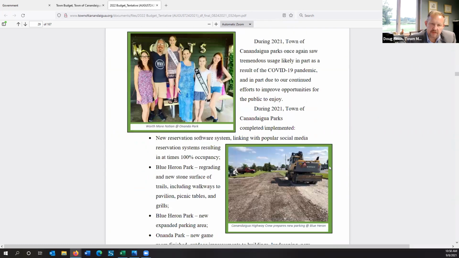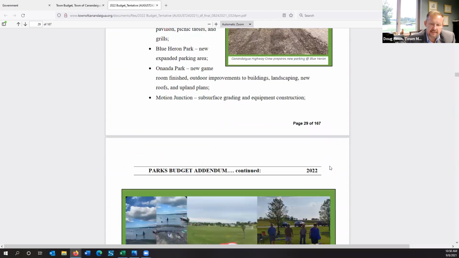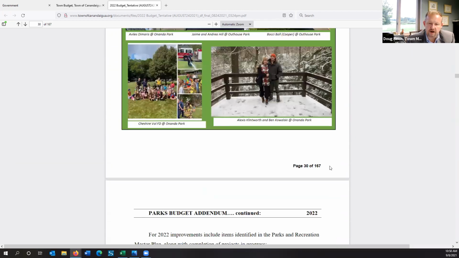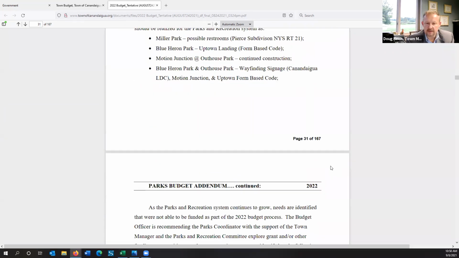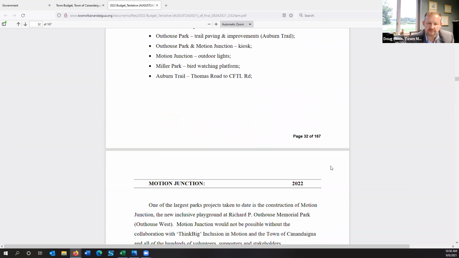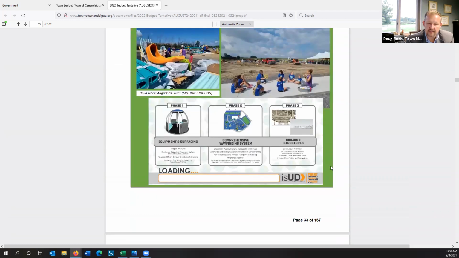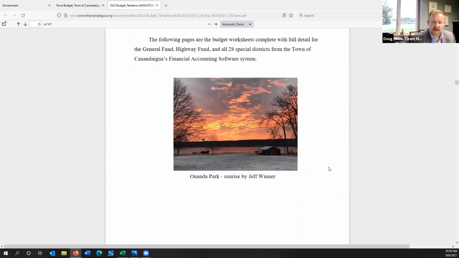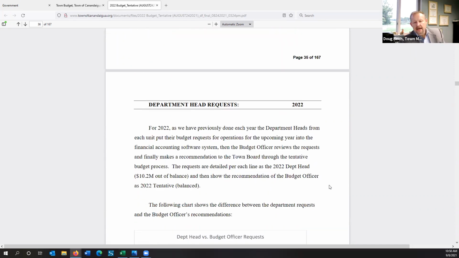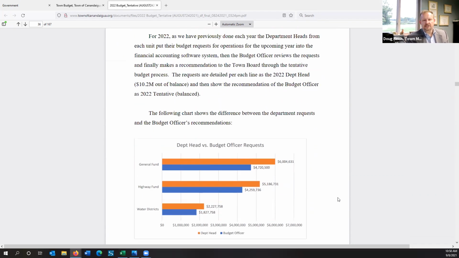There's an addendum here. You can read for yourself here on the details on page 29 relative to parks. It's always fun to showcase some of the users of our parks and what's included in the upcoming year in terms of parks improvements, as well as there's a special section here on Motion Junction, our new inclusive playground.